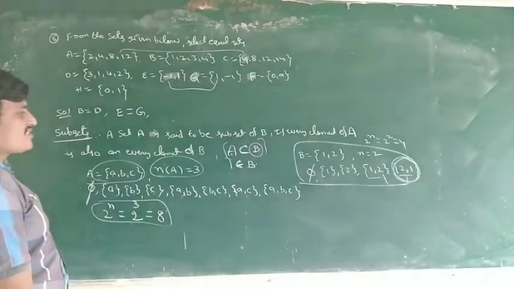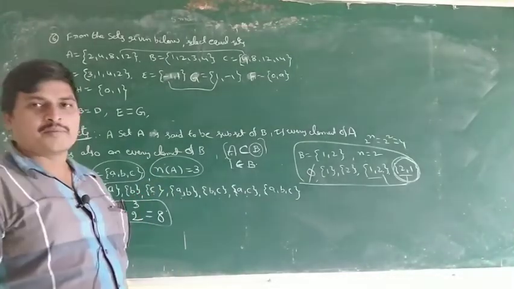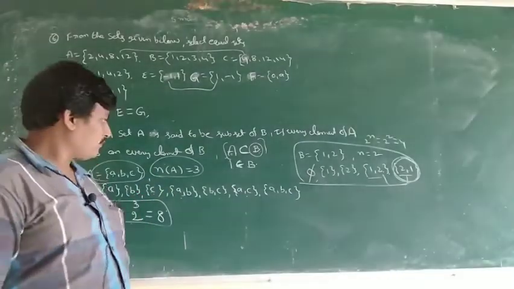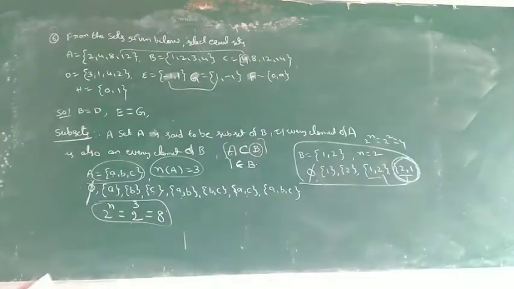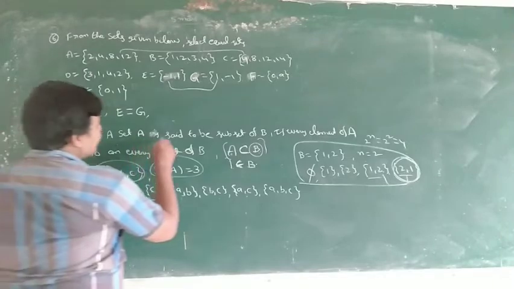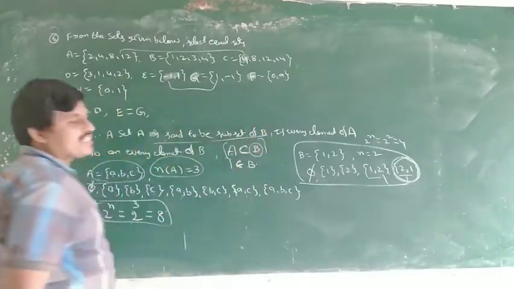So in exercise 1.3, so many model problems are there. Okay, clear? Equal sets. What is a subset? A set A is said to be a subset of B.